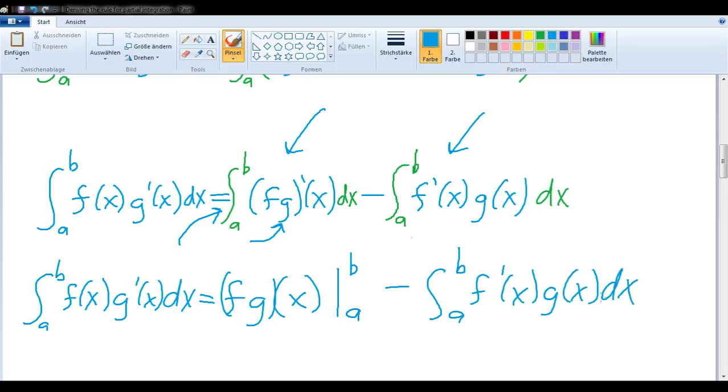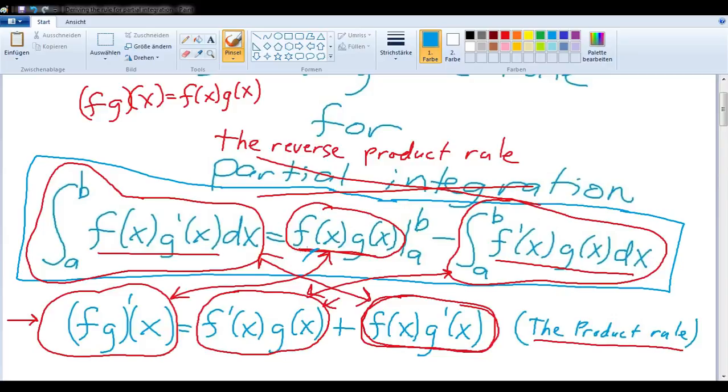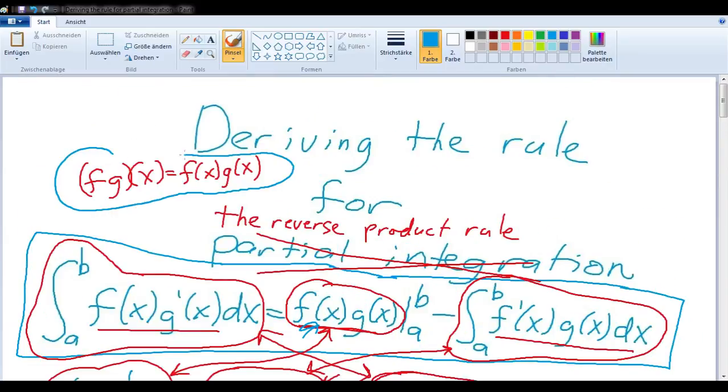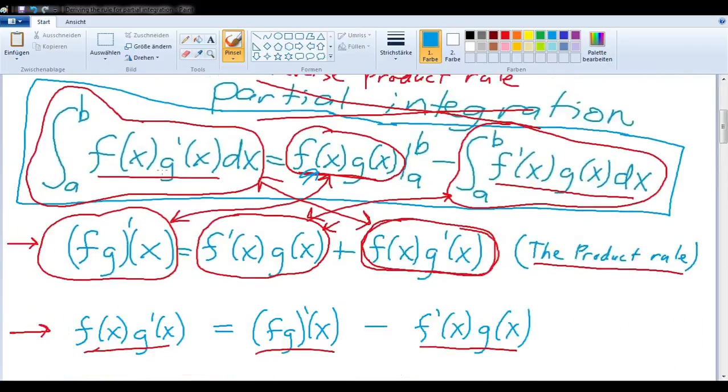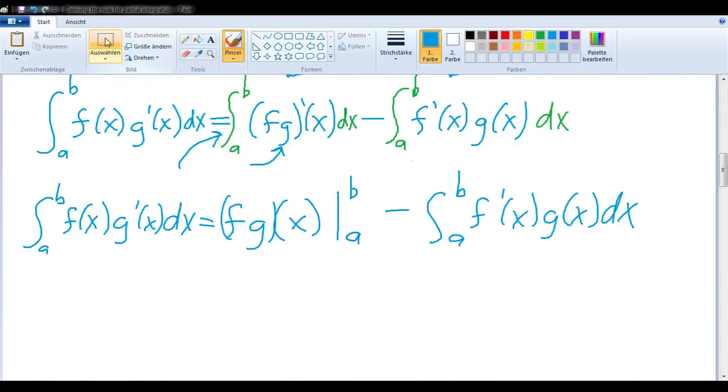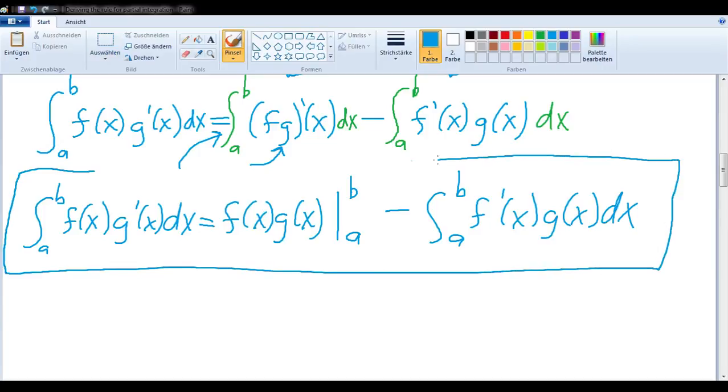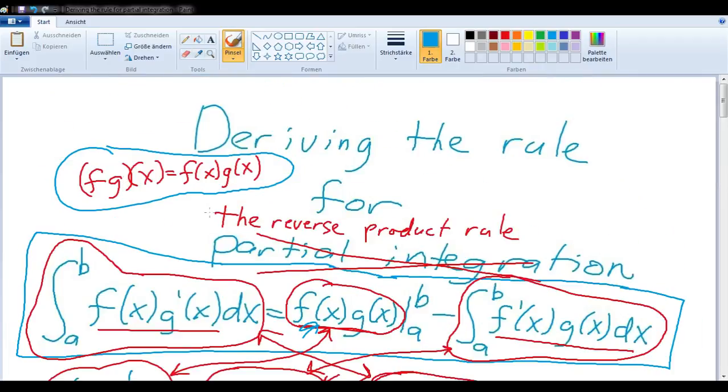And if we indeed want to have something that looks exactly like we had up here, we can go ahead and make use of this rule here, that fg of x is just equal to f of x g of x, and we could rewrite this like this, f of x g of x, and we have derived the rule for partial integration, also known as integration by parts, but best remembered as the reverse product rule.